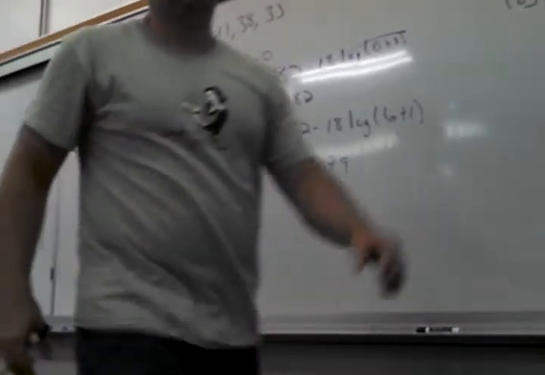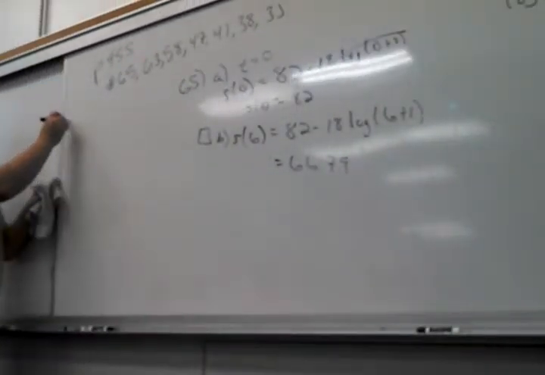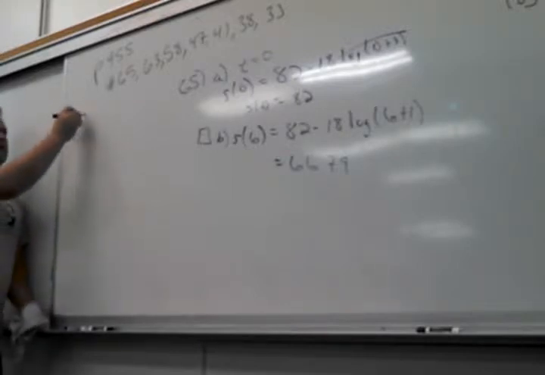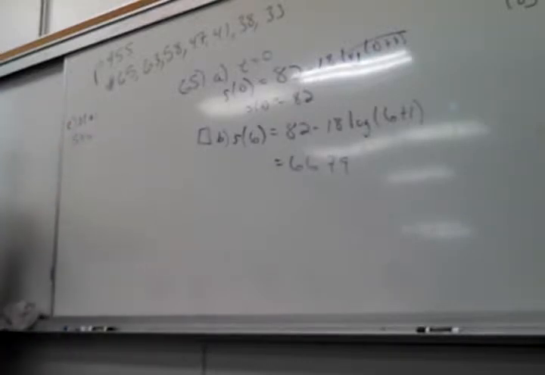All right, so part C. What was part C? How long until it's 54, is that right? So how long until the score, so replace S of t with 54. I want the score to be 54. And I'm solving for t, because I don't know how long it's going to be.